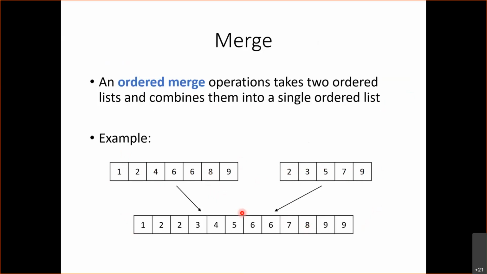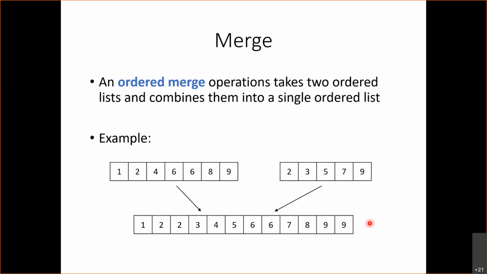And the way we do that is we bring in the 1, and then we bring in the 2, bring in another 2, then next there's 3, so we bring in the 3, then we have the 4, and then the 5 comes in from here, the 6s come in from here, the 7 from here, 8 from here, 9 from here, and 9 from here. Okay, so this is what a merge operation does.